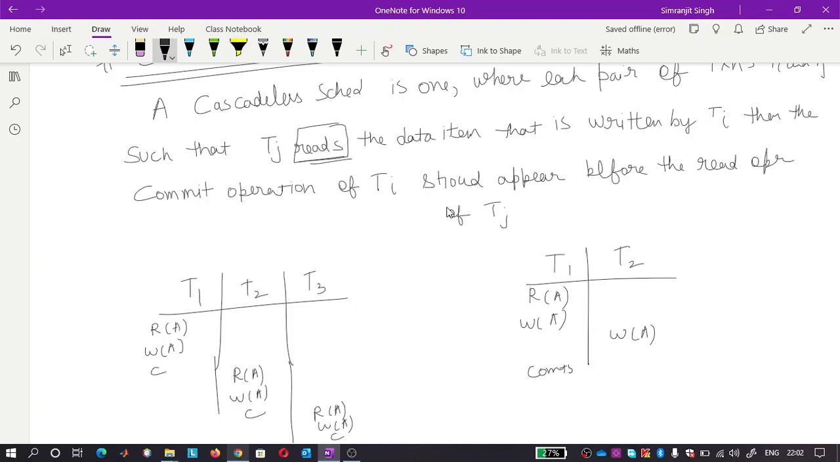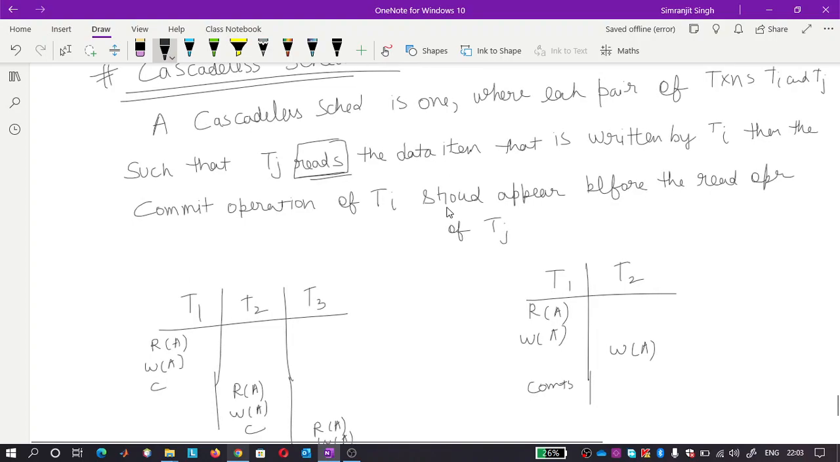Yes, it's a cascadeless transaction because it satisfies the definition here. Because T2 here is not reading anything; it is directly writing it. However, this is a write-write conflict, but still, it lies in the cascadeless schedule part. So, cascadeless, keep that in mind, stresses this read part, but they are not talking about the write part. So it means that if you write this particular thing, it will also come under the cascadeless schedule.